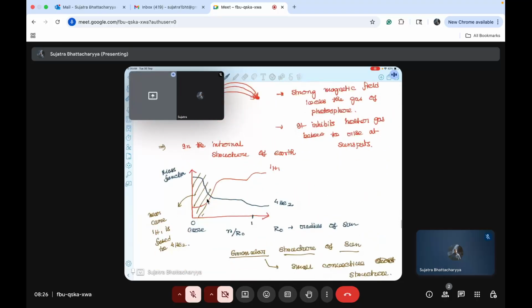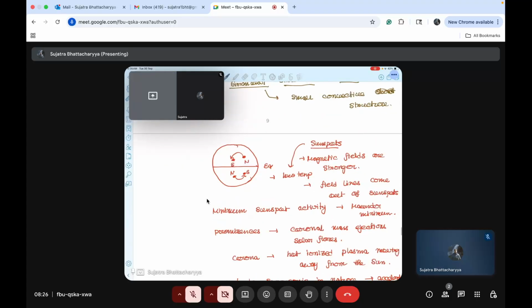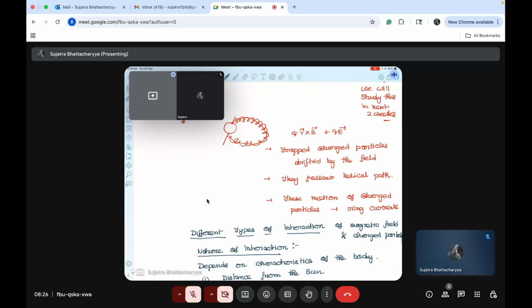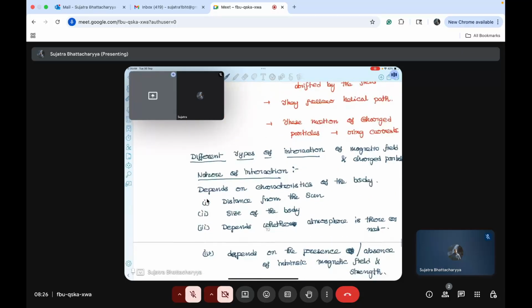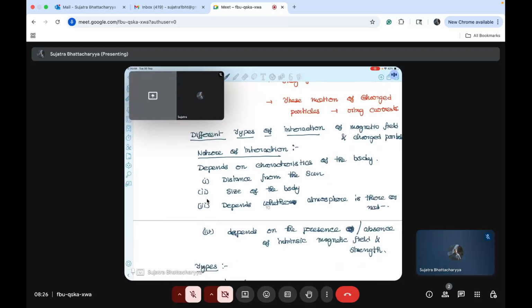And on the sun's surface you can see a granular structure which represents the convective upward branch or downward branch. The ring current I have also mentioned, along with different types of magnetic field and charged particle interactions. The nature of interaction depends on a couple of features: the distance from the sun, the size of the object, like Earth's size or moon size, whether the atmosphere is present or not, and whether the internal magnetic field is present or not.